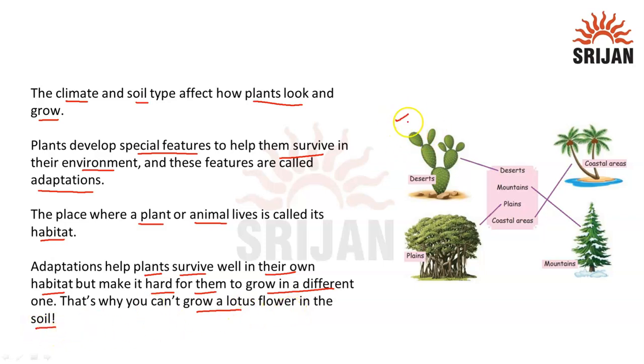Now here is the picture that represents different type of plants, or we can say trees, that we find in different areas. Like in deserts we find the cactus, in mountains we have the pine trees, in plains we have peepal or banyan trees, and in coastal areas we have palm trees or the coconut trees.